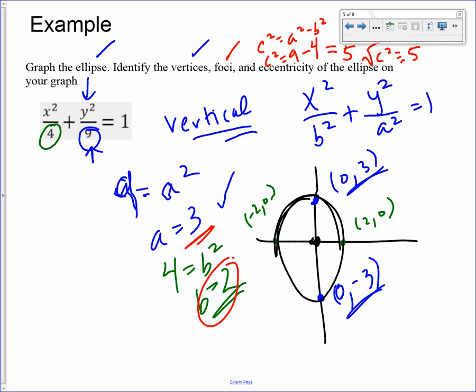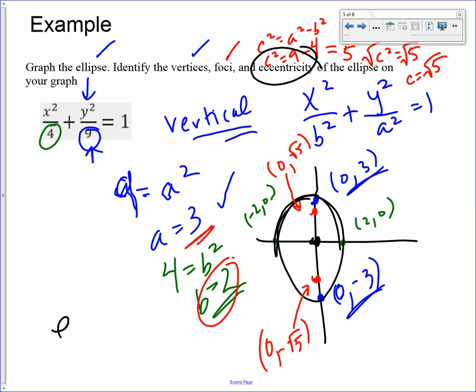I can take the square root on both sides of the equation. I get that c equals the square root of 5. Don't worry about simplifying it. Square root of 5 is a little bit more than 2. So on my graph, I'm going to go a little bit more than 2 up and a little bit more than 2 down, and I'm going to label those points. This point is at 0, radical 5, and that point is at 0, negative radical 5. Remember that your foci are always on your major axis. Always, always, always.